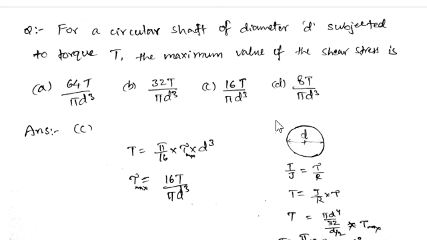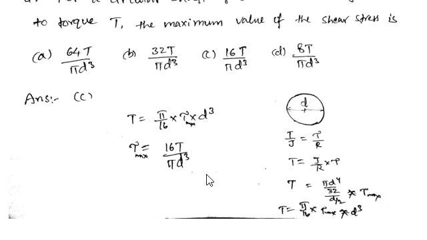And if you see the next question, for a circular shaft of diameter D subjected to torque T, the maximum value of shear stress is, and some of the options are given, and here the correct option is option C, 16 T by pi d cube. So this we can also write from the same torsion equation, pi by 16 tau, and tau here means tau max only.